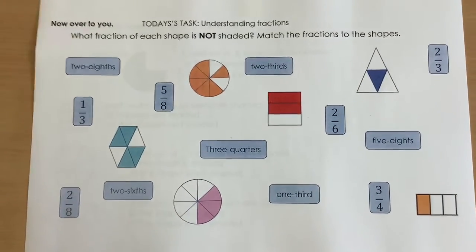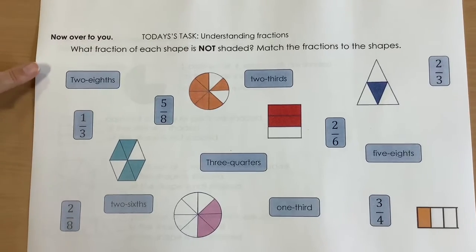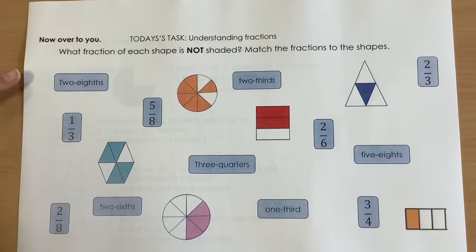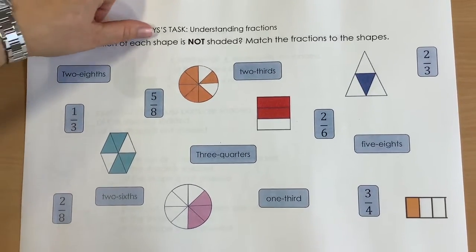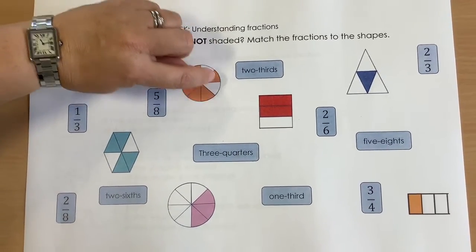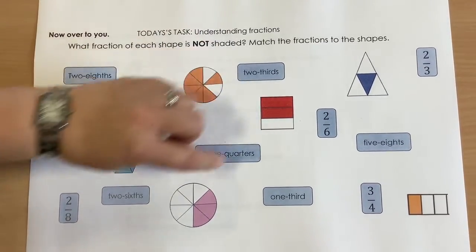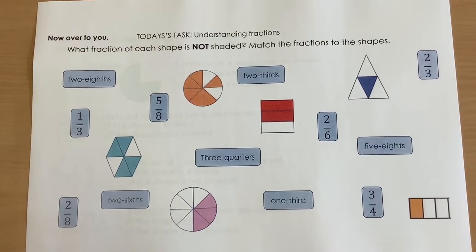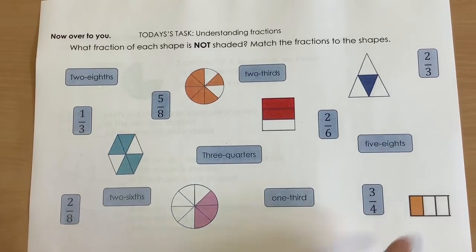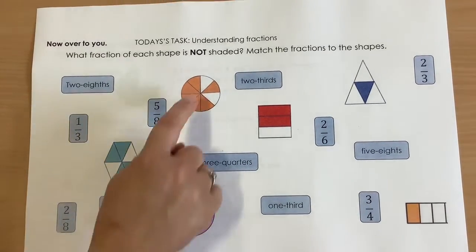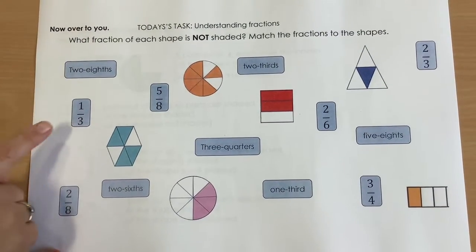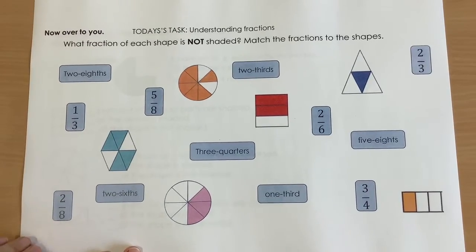So today, your task, now this one is quite tricky. When I did the answers, it blew my mind. So take your time, because what fraction of each shape is not shaded? So you are looking at the shape, each portion of the shapes that are white. Your eyes will be drawn to the colour, believe you me. So you'll have to think really carefully about what fraction of each of these is not shaded first of all, and then you need to match it to the fraction written in words and the fraction written in numbers.